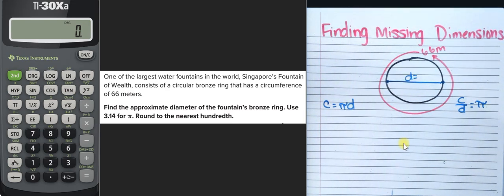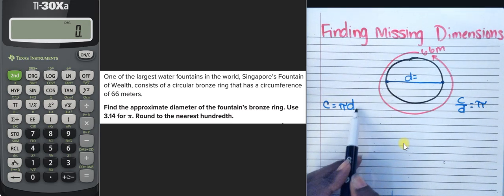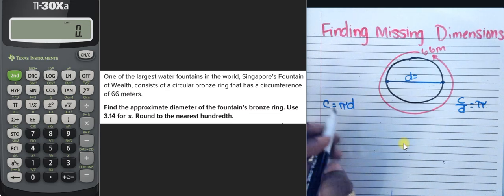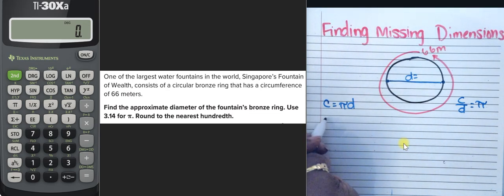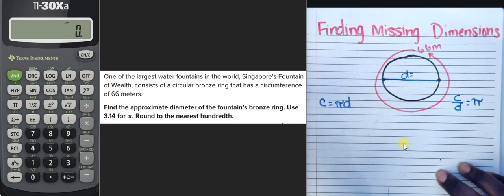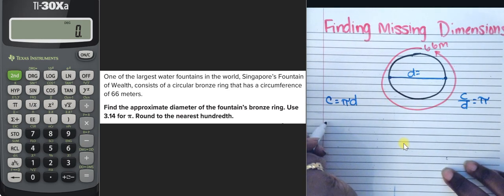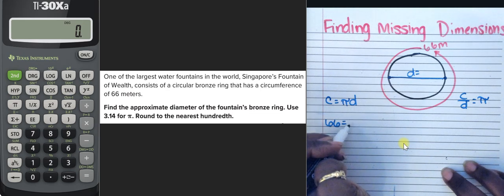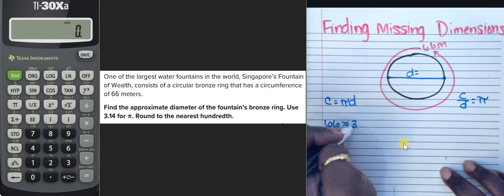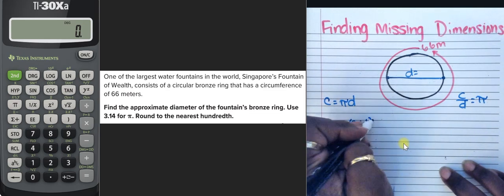All right, so to do that, remember D is what we're trying to solve for, so we need to isolate D on one side of the equation by itself. And so what we would do is write C is equal to, I'm going to just rewrite the problem. Our circumference, we have that as 66. That is going to be equal to pi. Pi, they want us to use 3.14, so we're going to write 3.14 times the diameter.